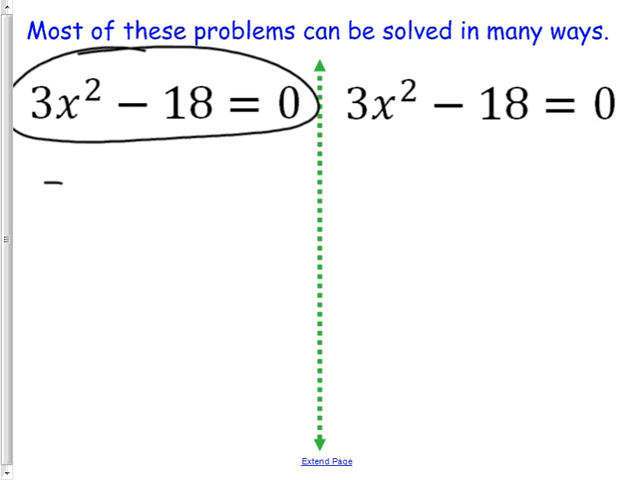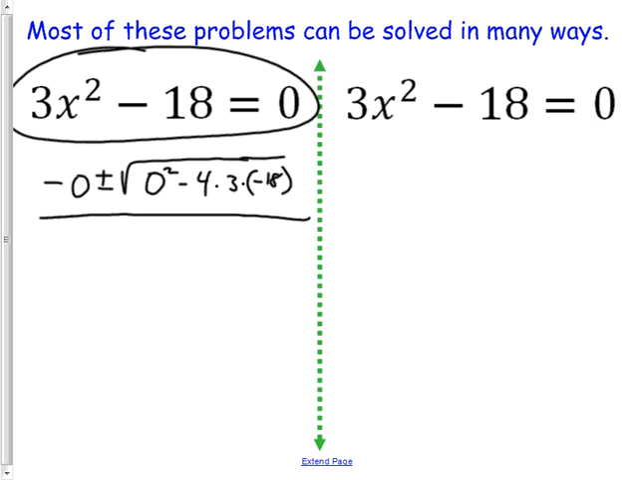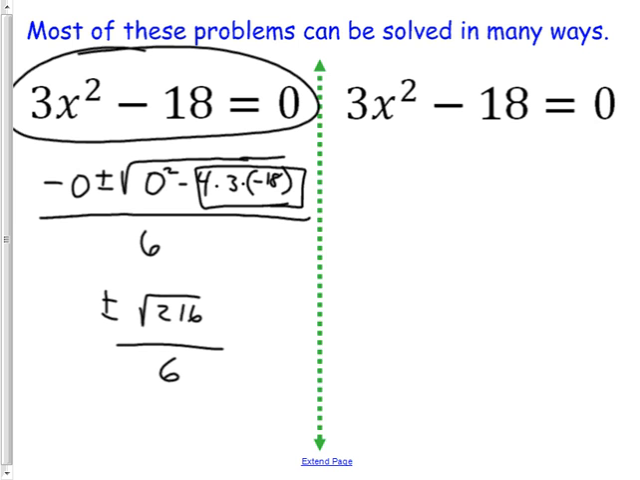Since there is no b term, it's -0 plus or minus the square root of 0 squared minus 4 times 3 times -18. Whew, nasty. All over 2a, which is 2 times 3, which is 6. Now, I will help you with this. That's 216. So you don't have to get a calculator out. 4 times 3 times 18 is 216. No calcs. You won't be able to use calcs on this anyway.